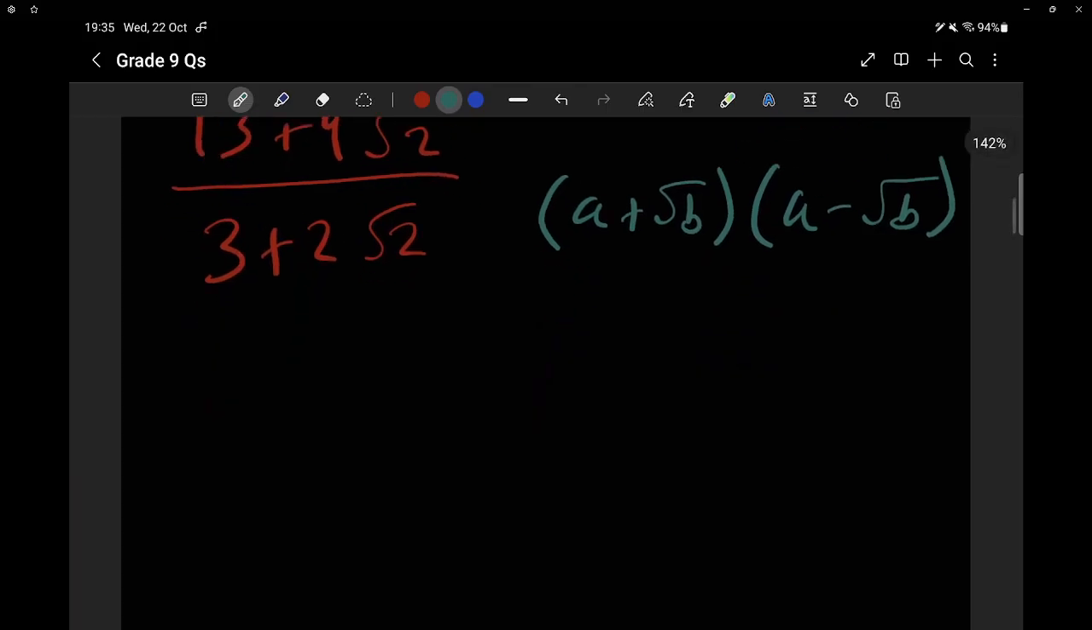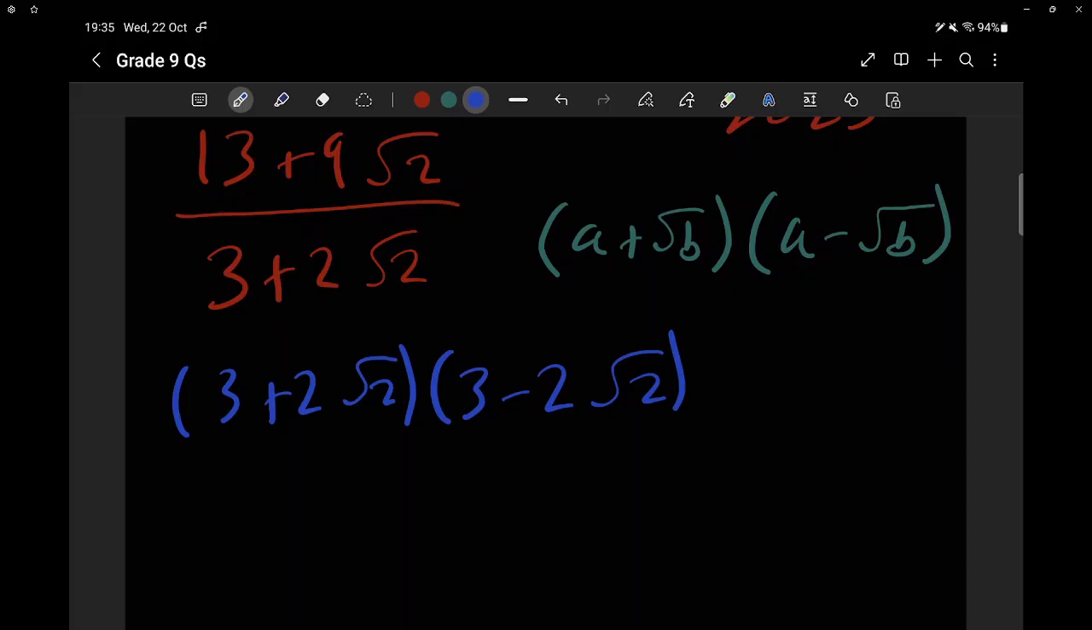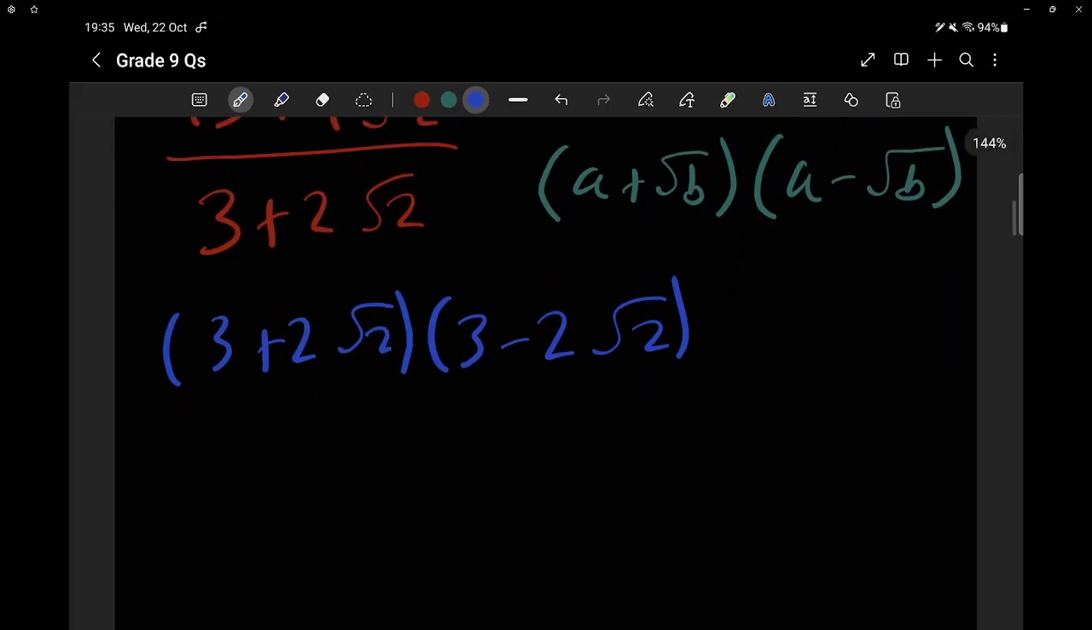So let's first worry about the denominator. 3 plus 2 root 2 multiplied by 3 minus 2 root 2, and then let's expand that out. So 9 minus 6 root 2 plus 6 root 2. We can see there where they cancel out. And then 2 root 2 times negative 2 root 2. Well, we know it's going to be negative to begin with. 2 times 2 is 4.